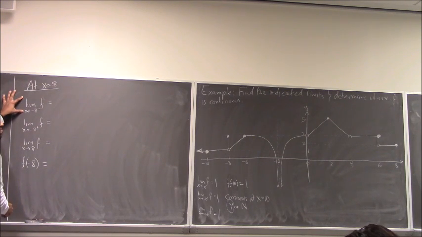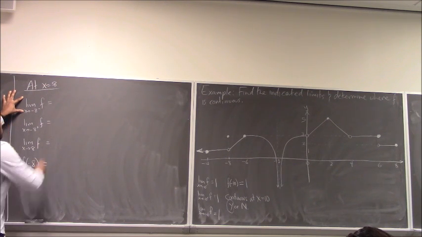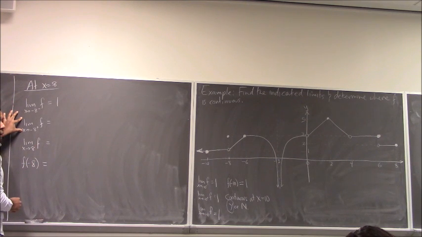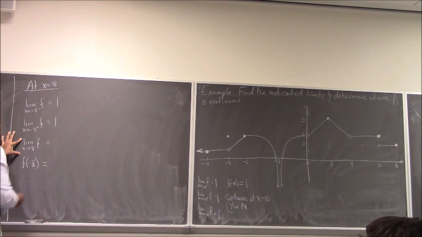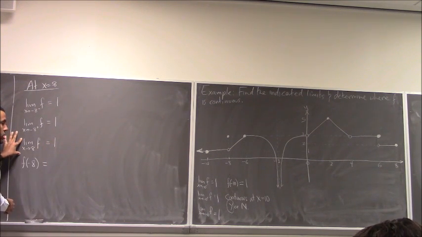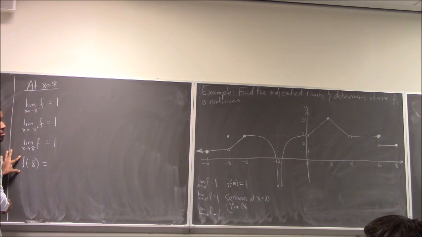What's this guy? Yeah? It's 1. This guy? Also 1. So this guy? It's 1. So the limit exists and it's actually 1. What is this guy? Undefined. It's not undefined. Huh? It's 3.